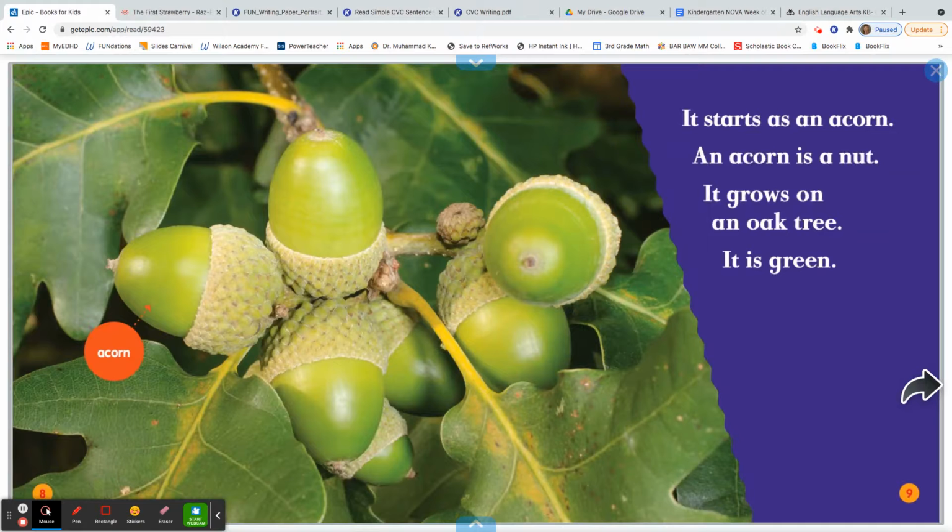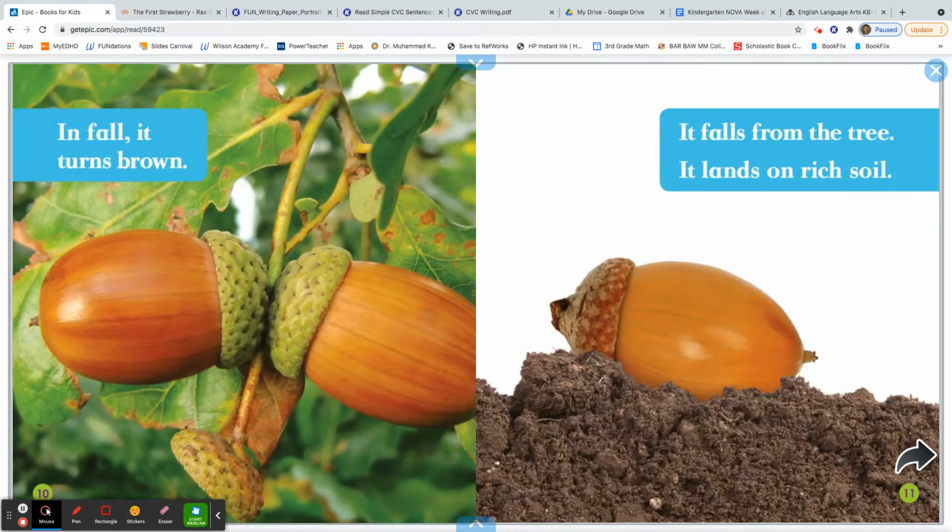It starts as an acorn. An acorn is a nut. It grows on an oak tree. It is green. See this? That's our label showing us what an acorn is. In fall, it turns brown. It falls from the tree. It lands on rich soil.